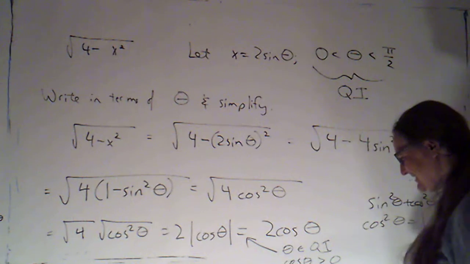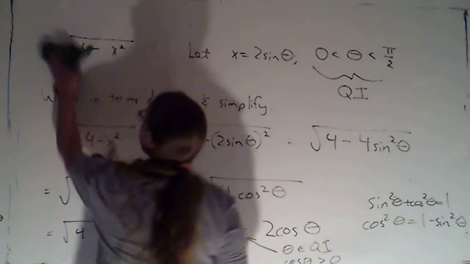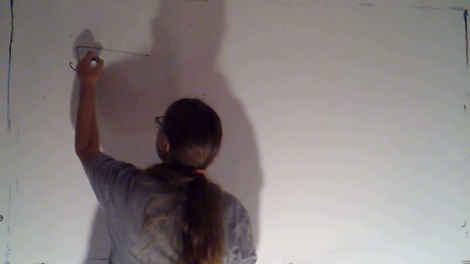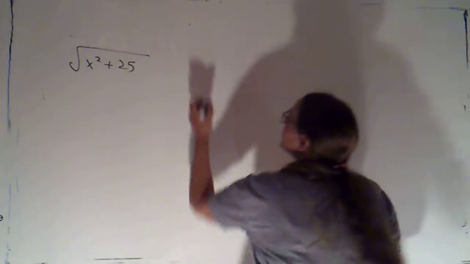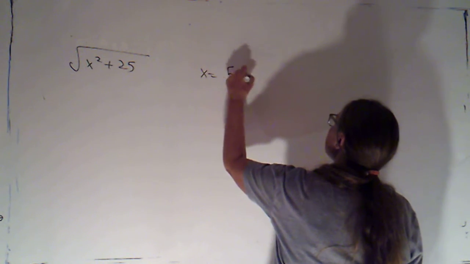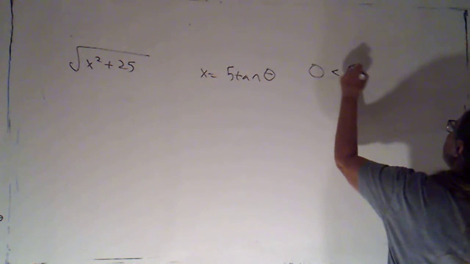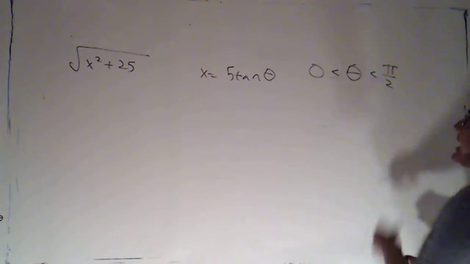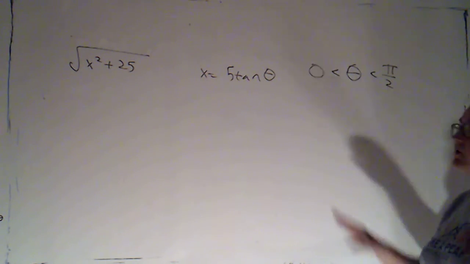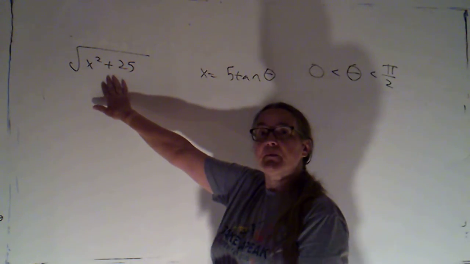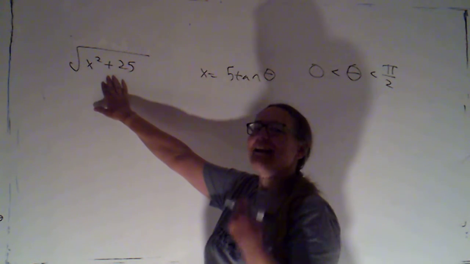Okay, excellent. I'm going to have you folks try one of these. And I've picked one of the assigned homework problems. So again, you're getting a jump start on the homework by working this one out. So here we're going to have the square root of x squared plus 25. You're going to let x be 5 tangent of theta. And theta is going to again be between 0 and pi over 2. So again, an angle that's in quadrant 1. So same directions. I want you to take this expression, write it in terms of theta, and simplify your answer.